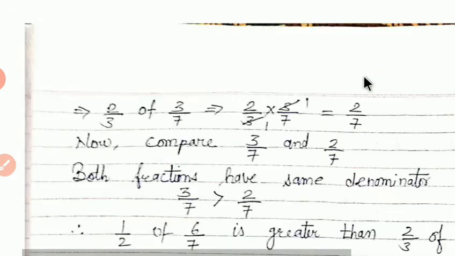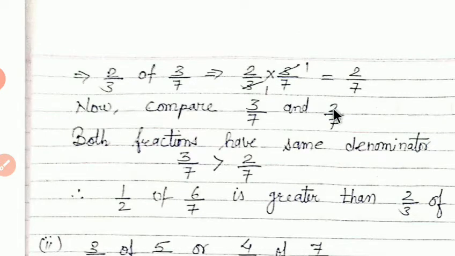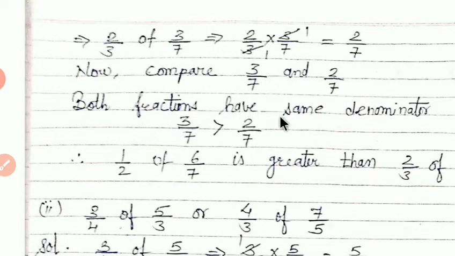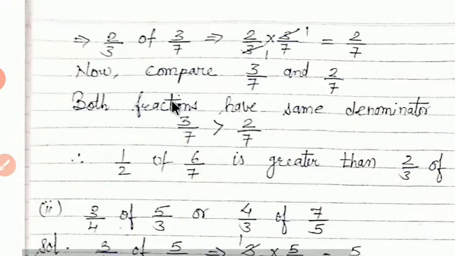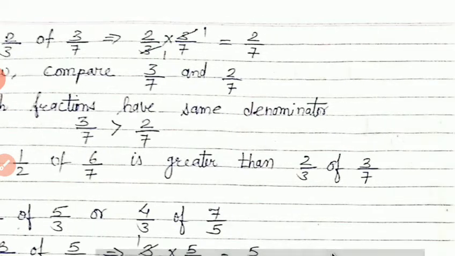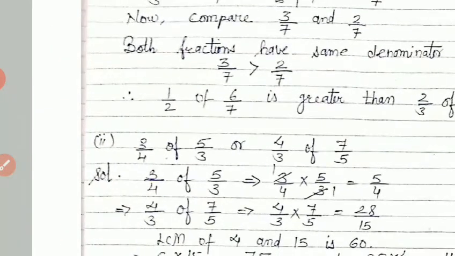After finding the answer, we have to compare the value. Now compare 3 by 7 and 2 by 7. You can see that both fractions have same denominator. So what we have to compare? We have to compare its numerator. Here numerator is 3 and here it is 2. We know that 3 is greater than 2. It means 3 by 7 is greater than 2 by 7. And we know that 3 by 7 is the answer of 1 by 2 of 6 by 7. So in place of 3 by 7, you have to write 1 by 2 of 6 by 7 is greater than 2 by 3 of 3 by 7. Like this, you have to compare.